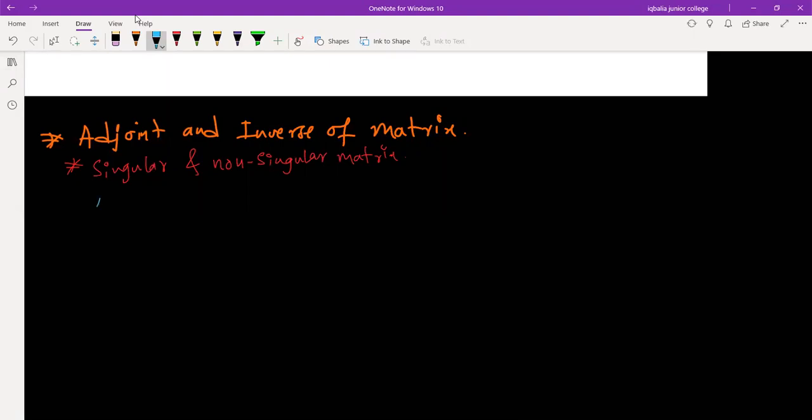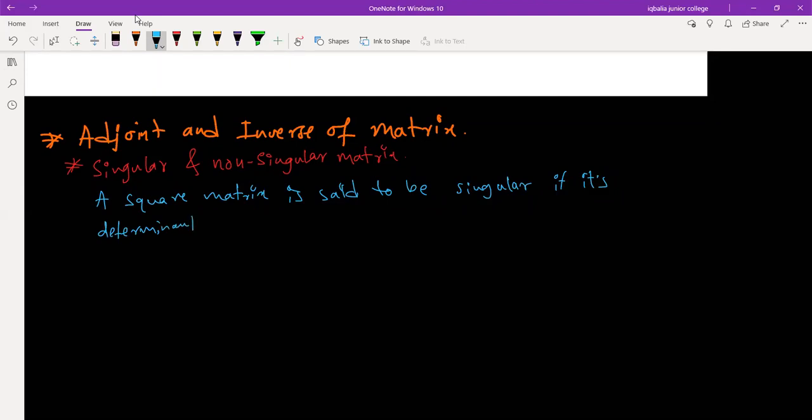A square matrix is said to be singular if its determinant is 0. Otherwise, it's non-singular.